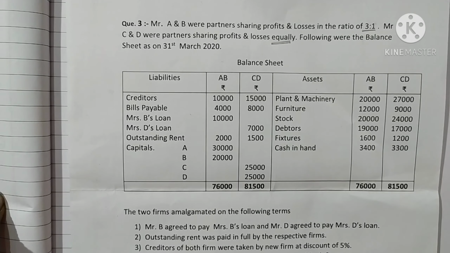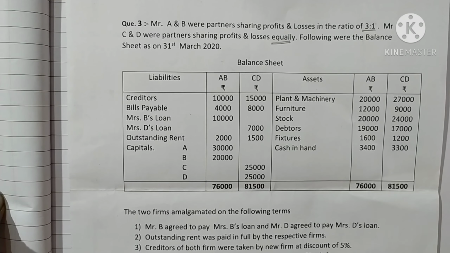Now we go to question third. First we read the question. Mr. A and B were partners sharing profits and losses in the ratio of 3:1. Mr. C and D were partners sharing profits and losses equally. Following are the balance sheets as on 31st March 2020.